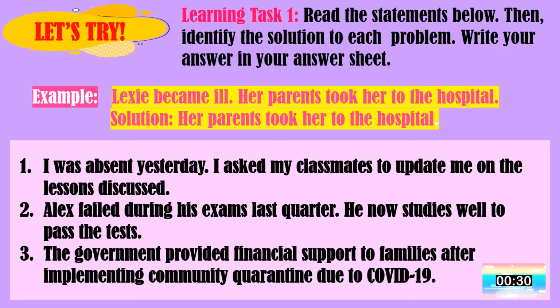Number 1. I was absent yesterday. I asked my classmates to update me on the lessons discussed. Number 2. Alex failed during his exams last quarter. He now studies well to pass the test. Number 3. The government provided financial support to families after implementing community quarantine due to COVID-19. I'm giving you some time to answer this.